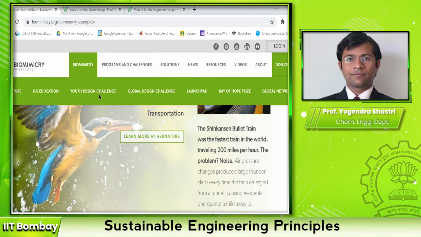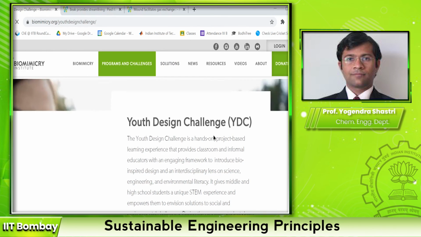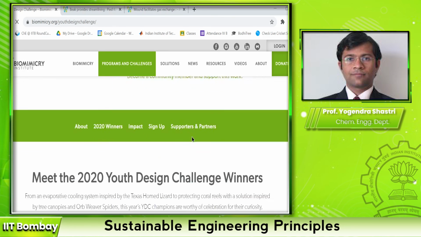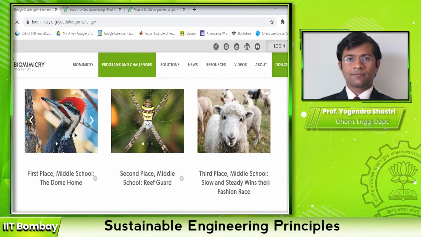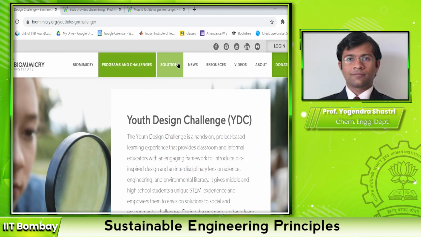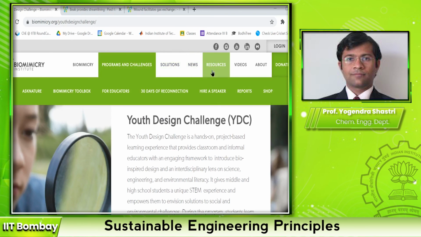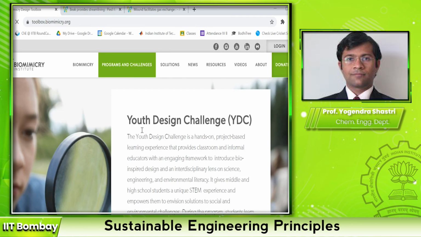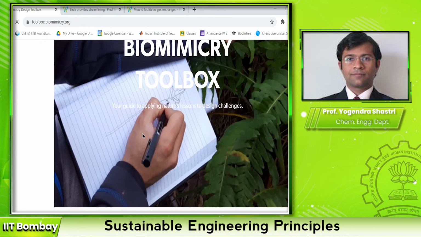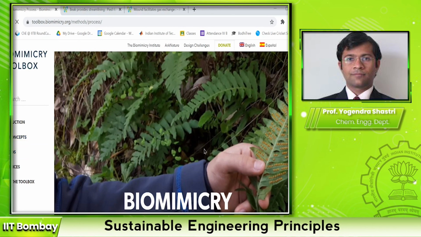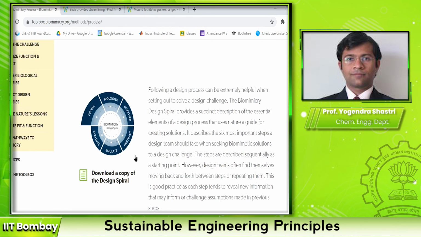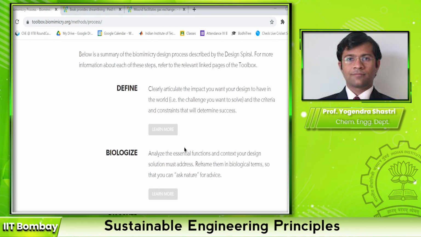This is the youth design challenge that I mentioned. There is information about every year's challenge winners, and more discussion about what kind of solutions they have generated. And also the biomimicry toolbox, which is the design approach that I talked about. The biomimicry process: this is the figure that I explained stepwise, and there is more information available. So I'll encourage you to look at this website in a lot of detail. There is a lot of information available.